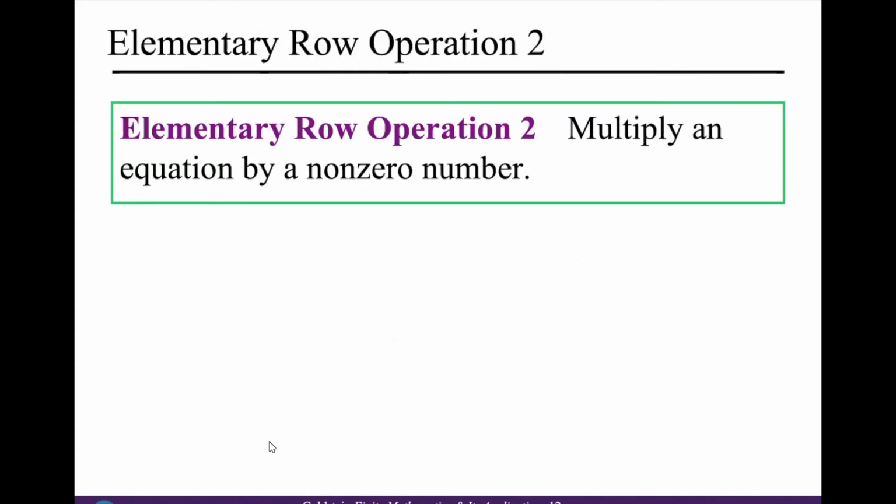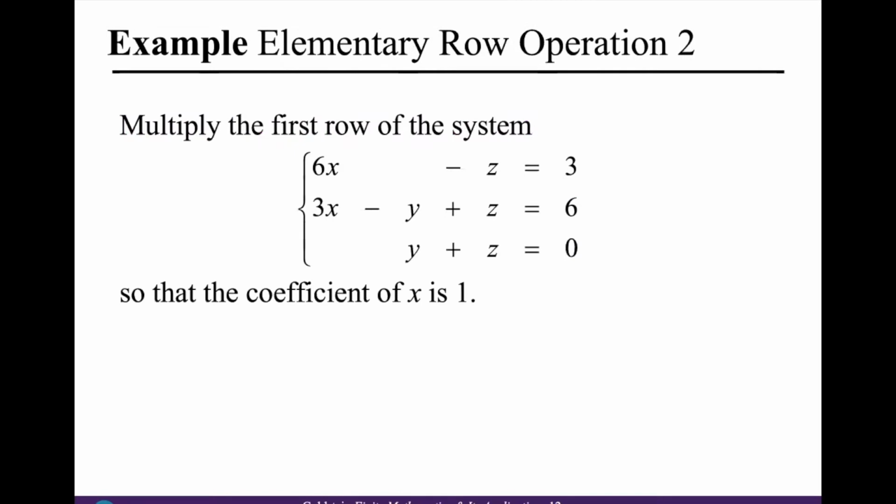And that brings us to elementary row operation 2, which is to multiply an equation by a non-zero number. So hopefully you remember from algebra that if you multiply both sides of an equation by a non-zero number, it gives you an equivalent equation. That's an equation that has the same solutions. So in this case, what we want to do is multiply the first row of the system by some number that will make the coefficient of X into a 1.